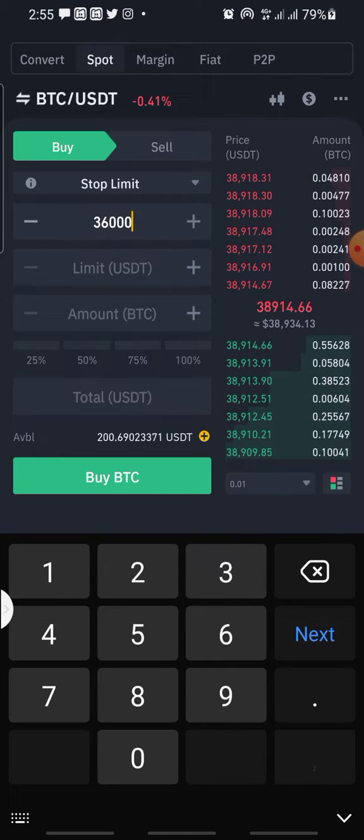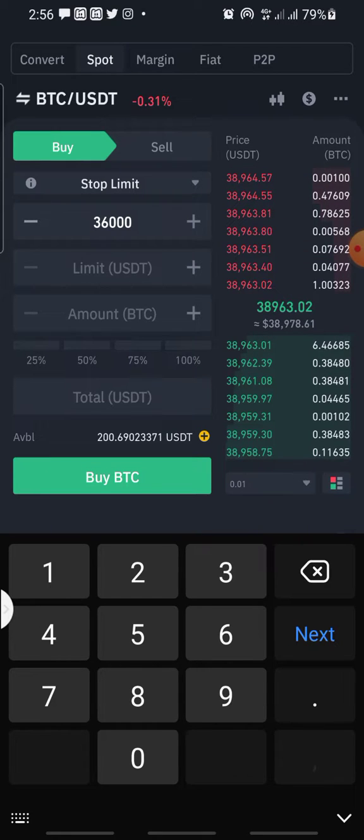Then to set your limit, you are not going to set your limit at this particular $36,000, because it is not going to work if you set it that way. The way you set your limit is that it should be 2 to 3 digits below your stop. That should be where you set your limit.